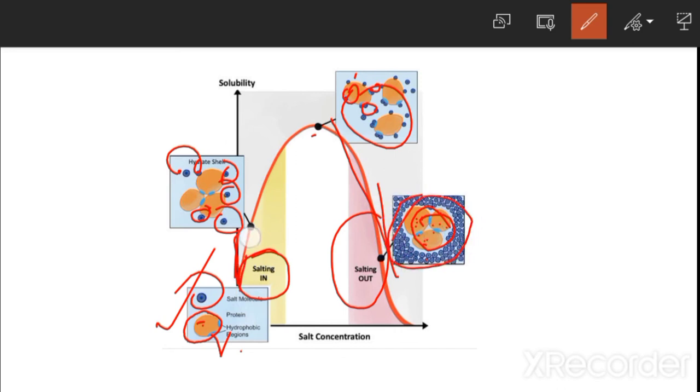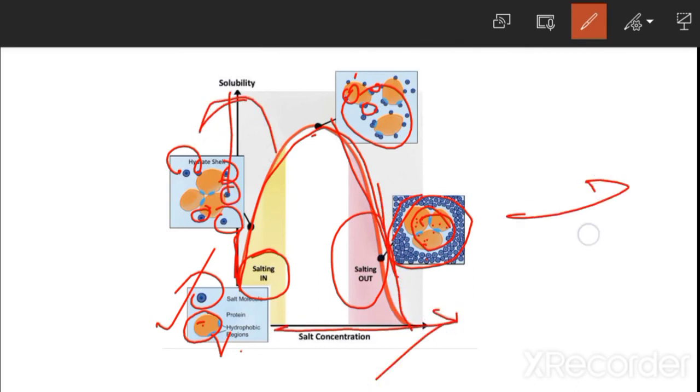This is the whole graph. Here are salt concentration and solubility, and you need to get the protein part.